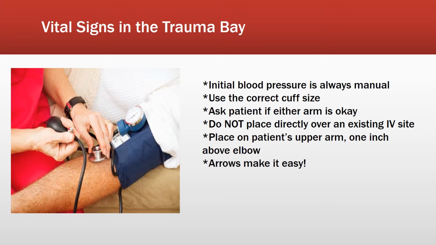Then you're going to make sure that you have the correct cuff size. When you lay the cuff against the patient's arm and start to wrap it around, there are arrows that will meet up, and it's very easy with those arrows to determine whether or not you have the right size cuff. Do not place the blood pressure cuff directly over an IV site, and make sure that it's on the patient's upper arm with the bottom of the cuff approximately 1 inch above the elbow.